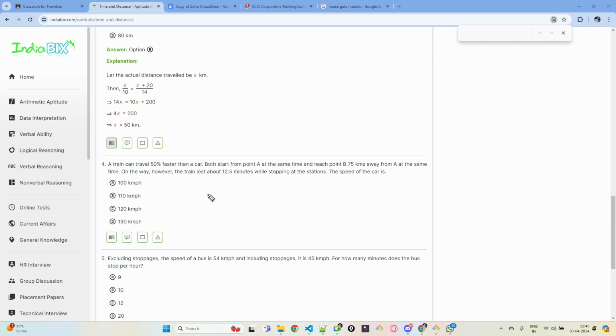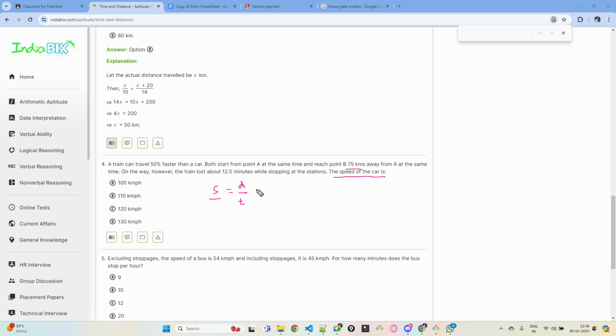First, what you have to find is the speed of the car. So just put that down. Speed is distance by time. You are given two sets of data, one for the train and one for the car. You have to find the speed of the car. So what is the distance? Distance is 75 kilometers. Both have to travel 75 kilometers, divided by time taken.